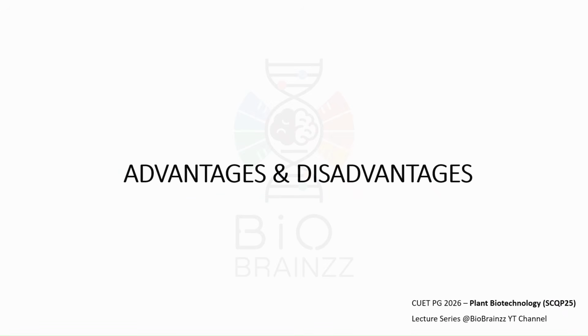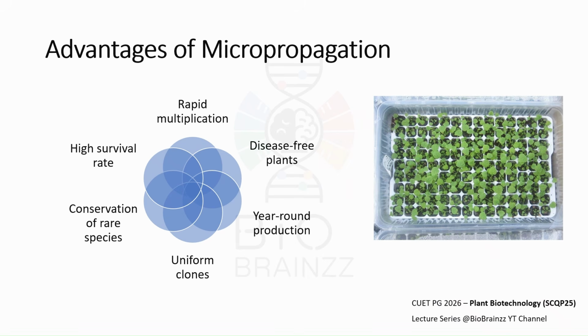Finally, we analyze the strengths and limitations of micropropagation. Micropropagation offers several advantages, including rapid multiplication of plants throughout the year, independent of seasonal constraints. It allows production of disease-free stock and genetically uniform clones. It aids in the conservation of rare and endangered species and often results in high survival rates once plantlets are properly hardened. Because of these benefits, micropropagation has become a cornerstone of modern horticulture.